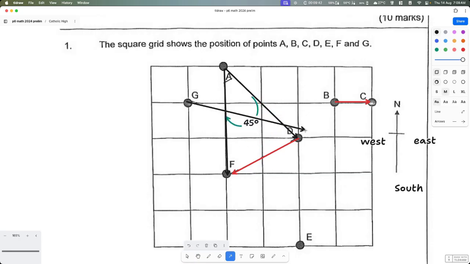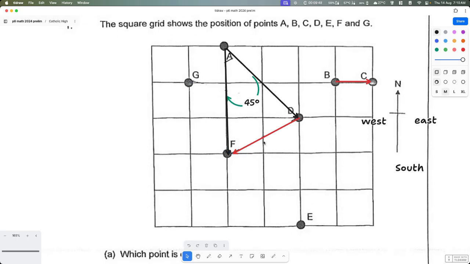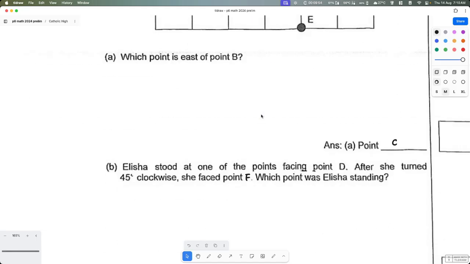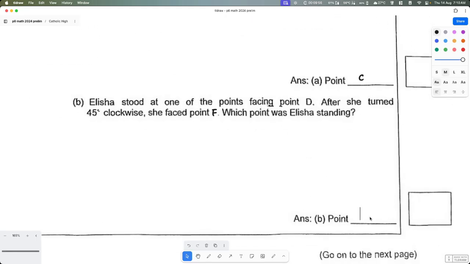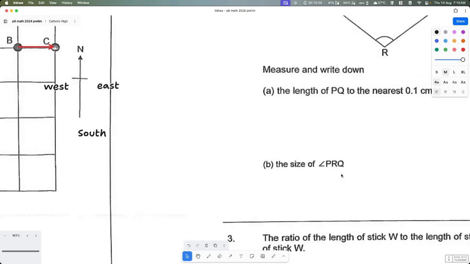If you were to use G and F, it's not exactly 45. So in this case, A is the correct one. I'm going to put like this, 45 degrees. So the answer to this is point A. All right, let's move on to the next question.